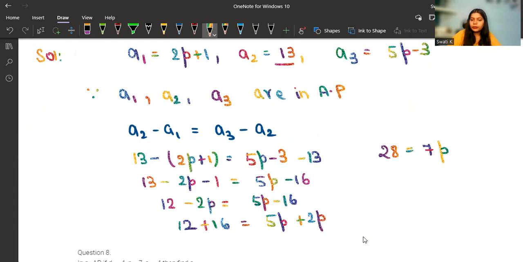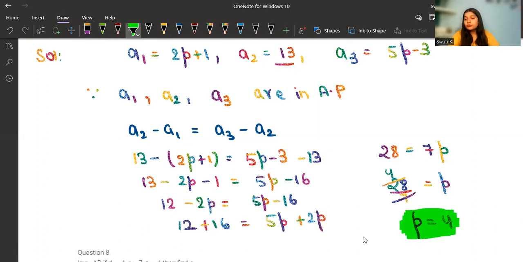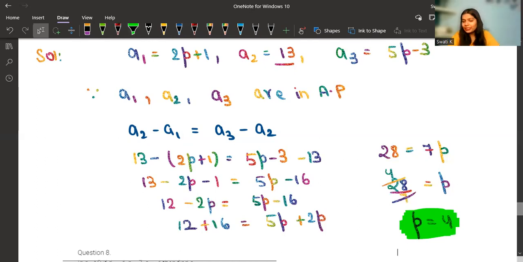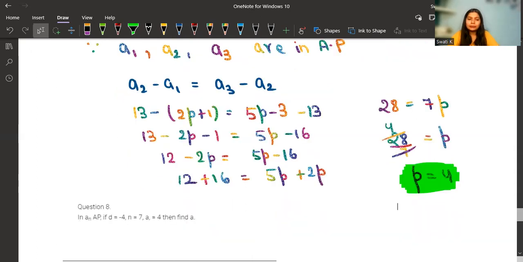So from here, what is the value of P we are getting? It is 28 upon 7 and that is 4. So we have got the value of P, which is 4. That's the answer. P equals 4. So for what value of P is the given sequence an AP? For the value of P equals 4, the given sequence is an AP.